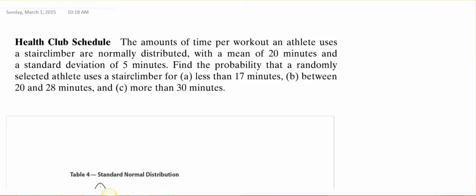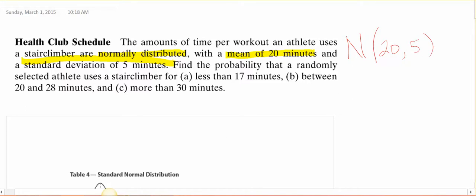Okay, so now that we've had an overview and then we looked at how to look up these scores, I want to walk through one full problem again. So here's a book problem that talks about the amount of time per workout that an athlete uses a stair climber. It says it's normally distributed, with a mean of 20 minutes and a standard deviation of 5. You can abbreviate all of that information with a capital N, and in parentheses put the mean first and the standard deviation second.